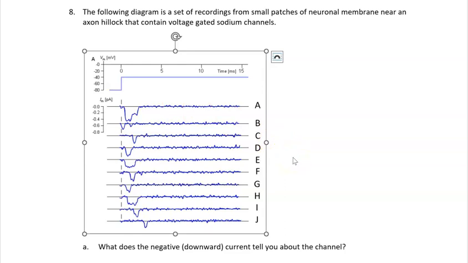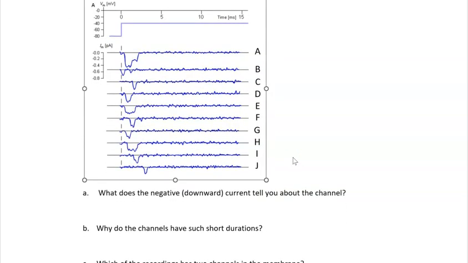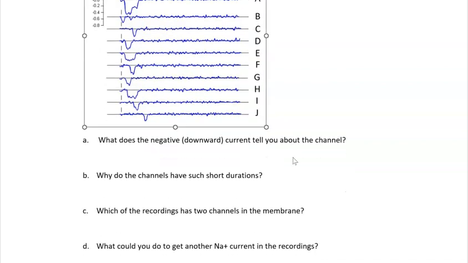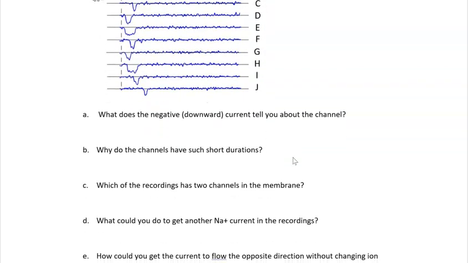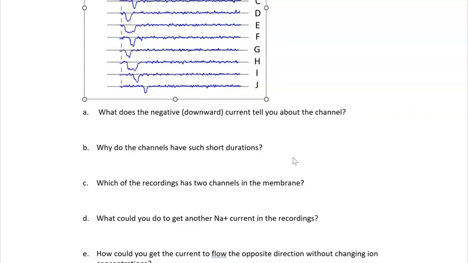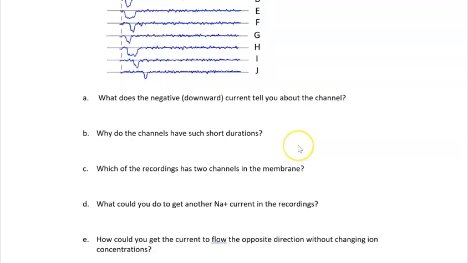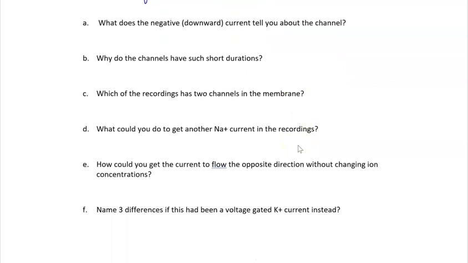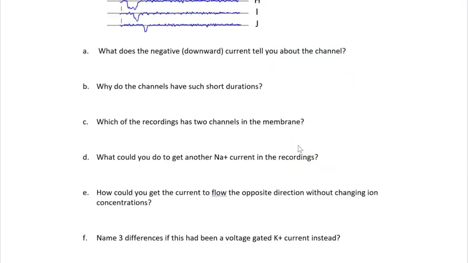And then your job is to answer these questions about the properties of those channels based on what you see in the recording, based on what you see in the current that's there. So what does the negative downward current tell you about the channel? Why do the channels have such short durations? Which of the recordings might have two channels in the membrane? What could you do to get another sodium current in the recordings?